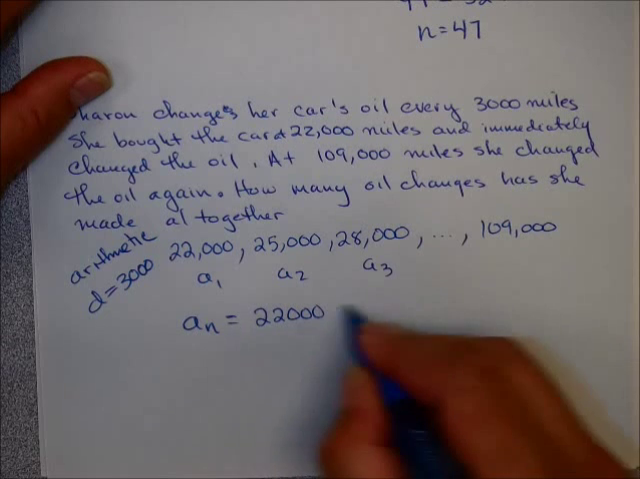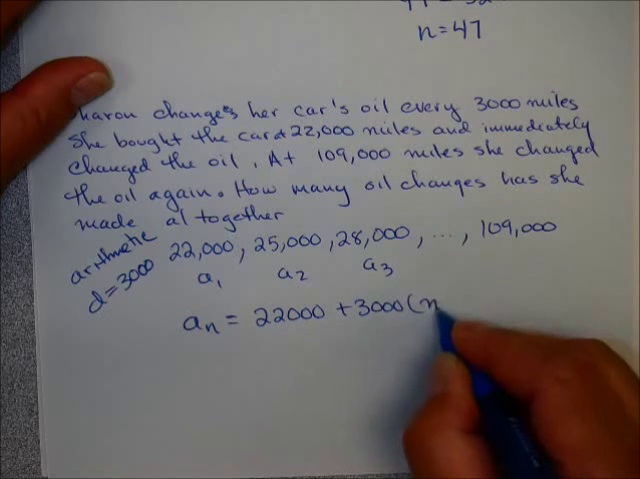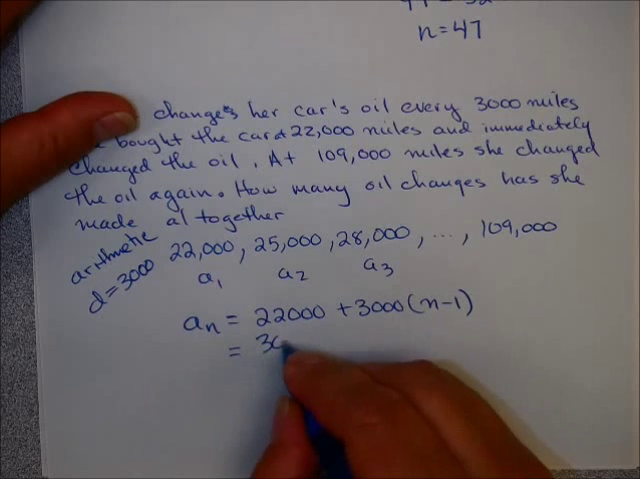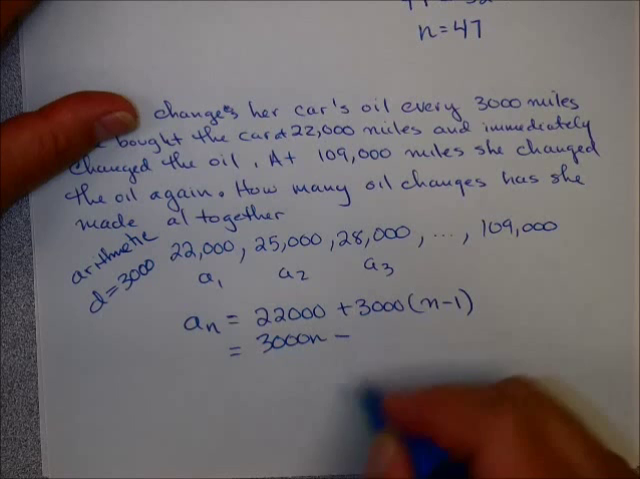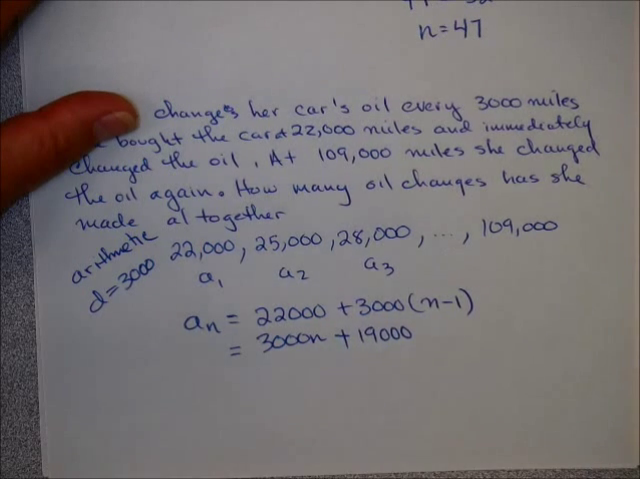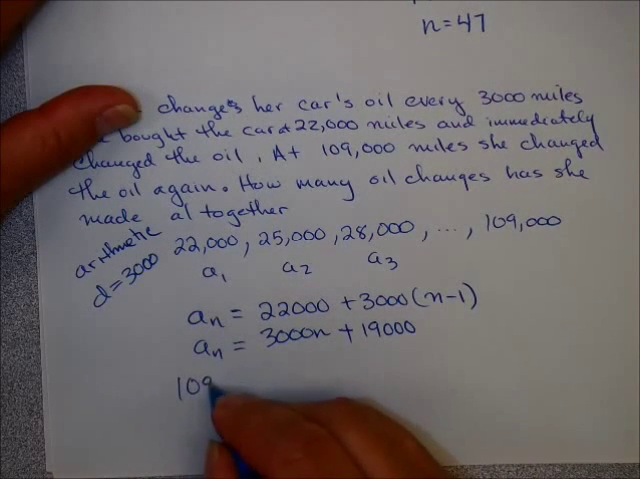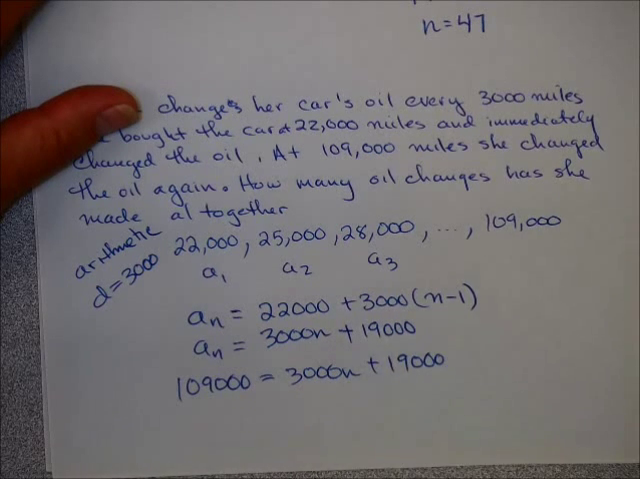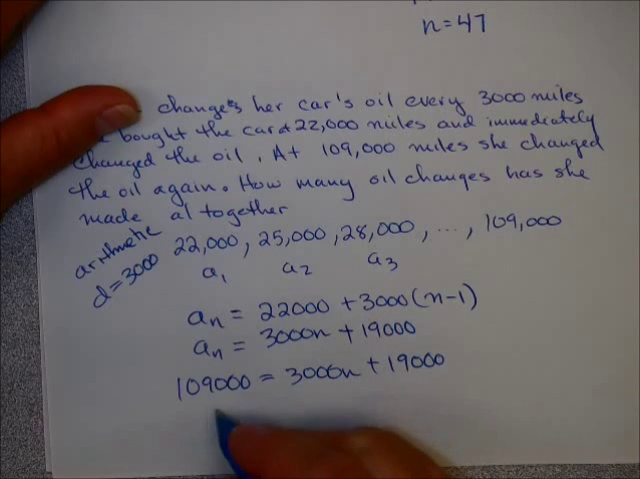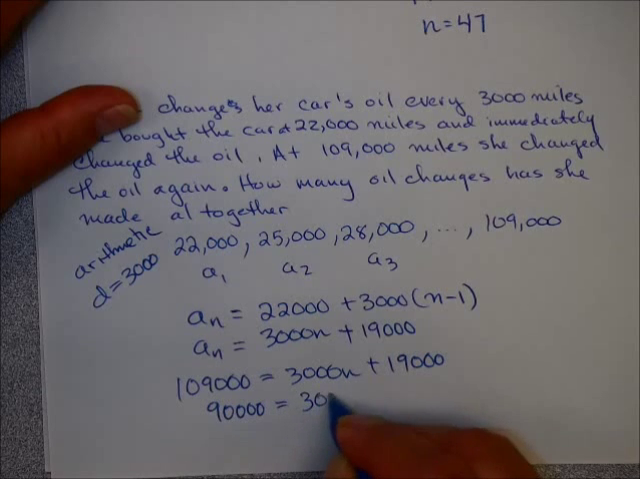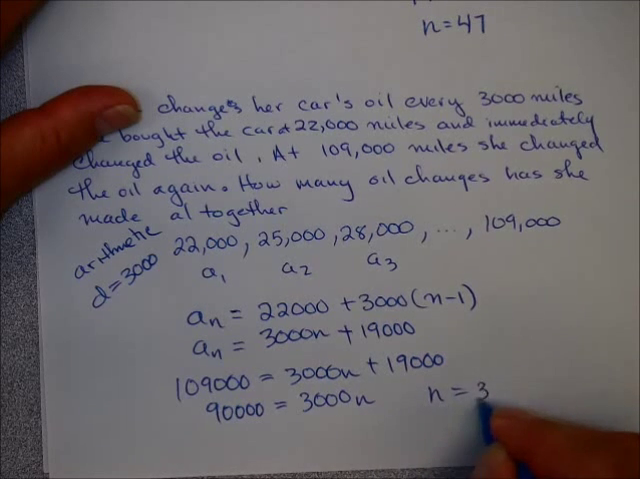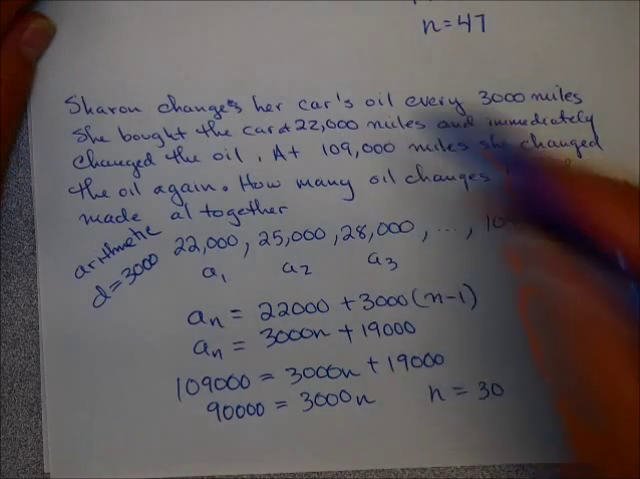It's the first term plus the common difference times n minus 1. Now, I'll clean that up a little. That's going to be 22,000, that's going to be 3,000 n. 22,000 minus 3,000 is plus 19,000. So that's a sub n. Now I want to know when that is 109,000. So how many oil changes has she made? I'll let you solve that. That's 109,000 minus 19,000, which gives me 90,000. So she's driven 90,000 miles in that time period. Divided by 3,000, that's going to say that she has made 30 oil changes. Notice this counts the oil change she made right away when she bought the car.